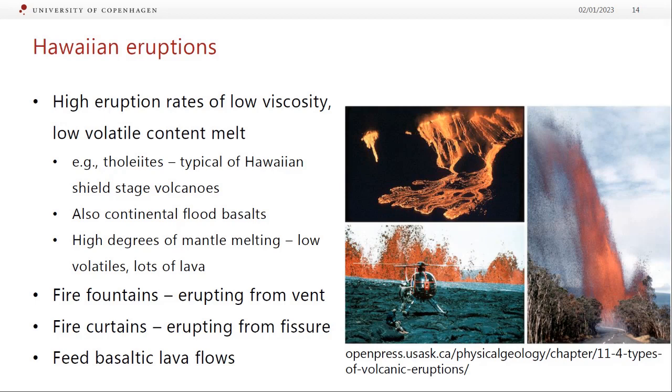So low viscosity, low volatile content, they're fairly typical in tholeiites, so Hawaiian shield stage volcanoes. If you remember, that's the main stage of Hawaiian volcanic activity where we have most of the magma being produced. You might also get them in continental flood basalts. They're favored by high degrees of mantle melting, which will both produce a lot of lava and also low volatile contents.